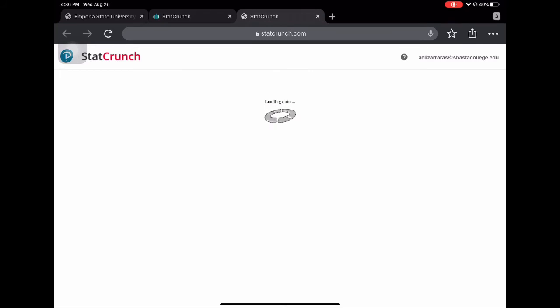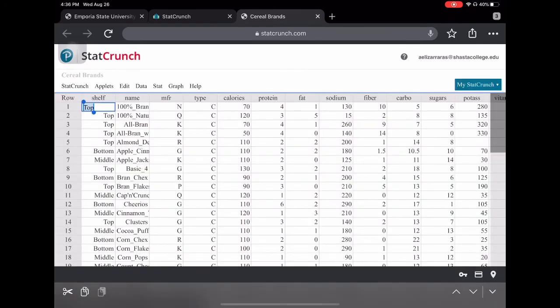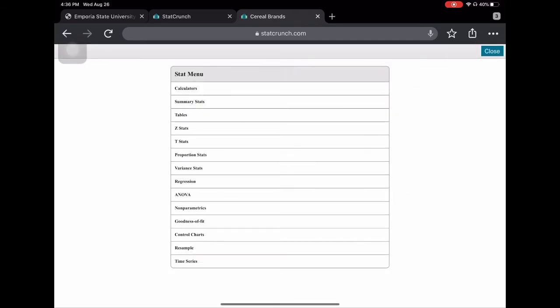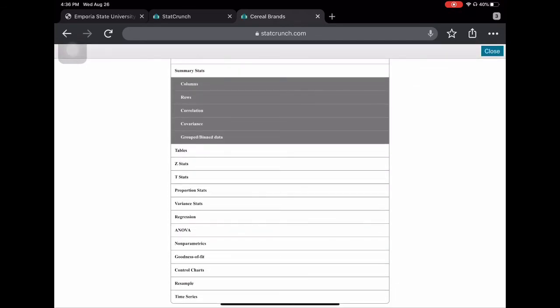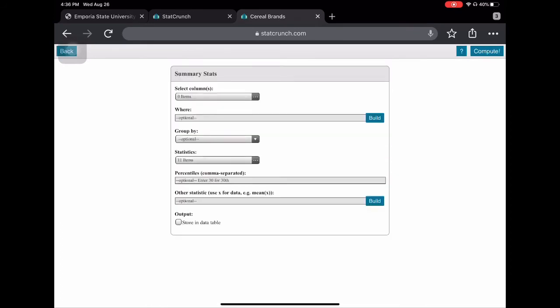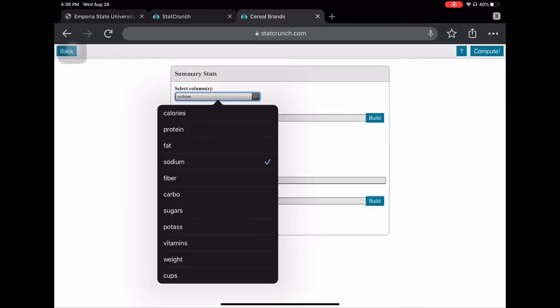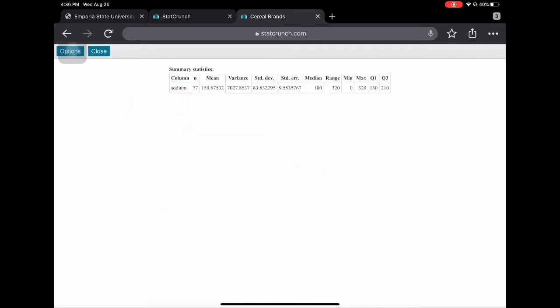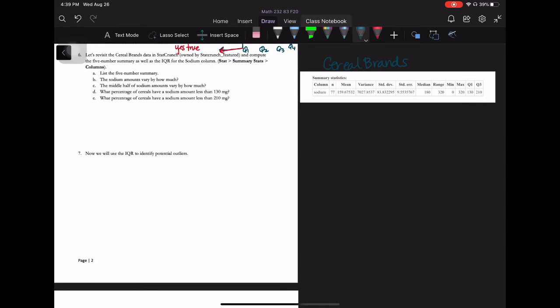They were asking us to compute the 5-number summary as well as the interquartile range for the sodium column. So I want to go to Stat, and I want to calculate some summary statistics based on column data. And the column that I'm concerned with is sodium. And then I can go ahead and click Compute. We're talking about sodium here, and we're asked to list the 5-number summary. Remember that the 5-number summary is the minimum, the maximum, the first quartile, the third quartile, and the median. And we typically like to put them in order.